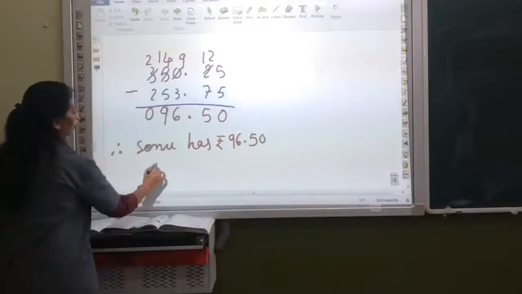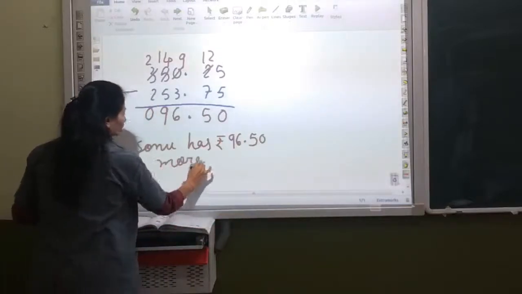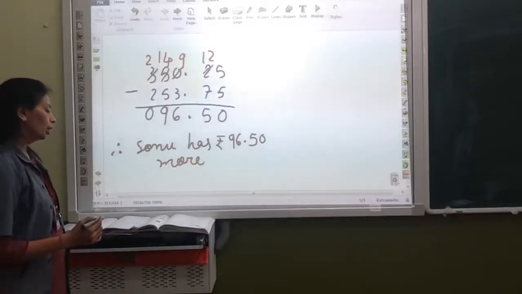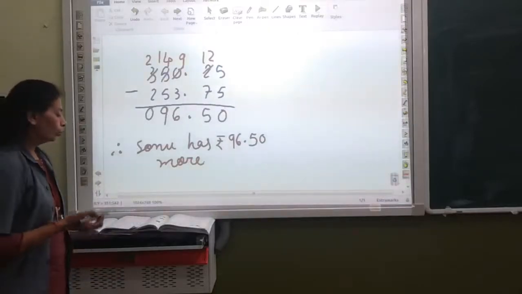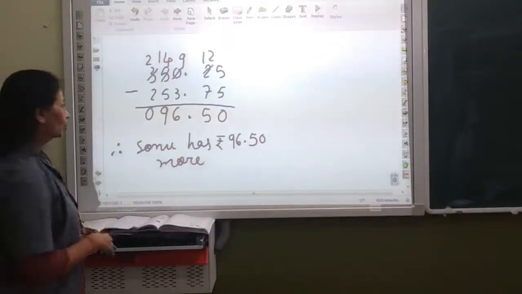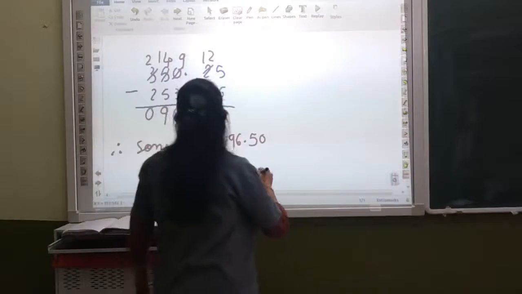50 paise. Right, here first question answer done. Now second question is how much money do they have together? Both together, how many rupees? So here we do addition.